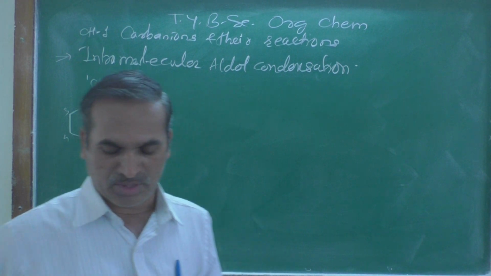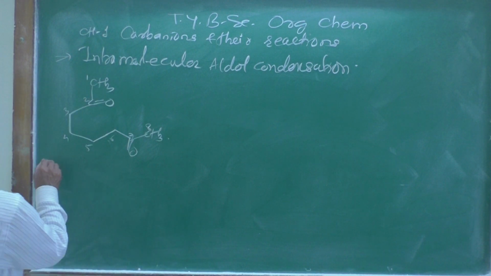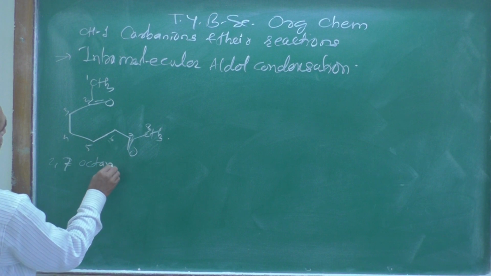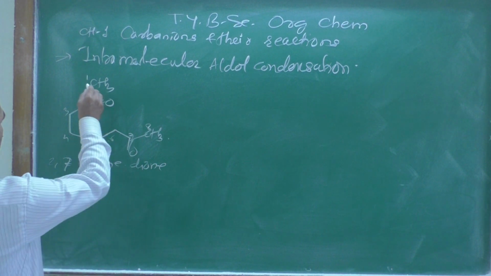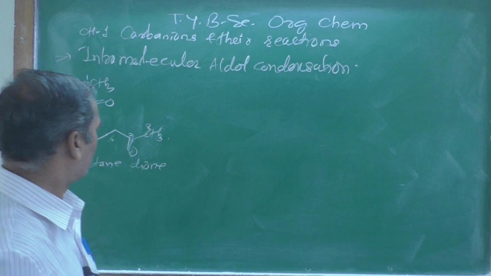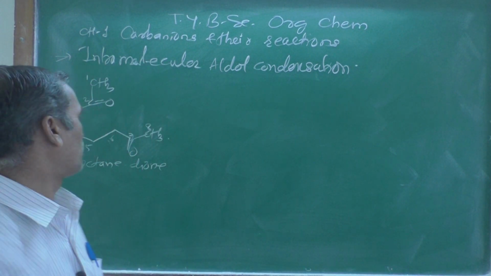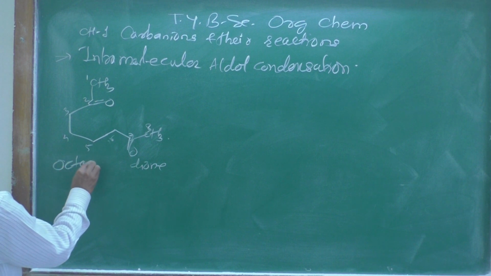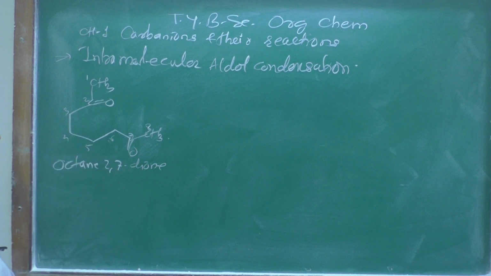The name of this compound is 2,7 octane dione. At the 2 and 7 positions there is a dione, and therefore it is known as octane 2,7 dione, you can call it octane-2,7-dione, meaning there are 2 carbonyl groups.